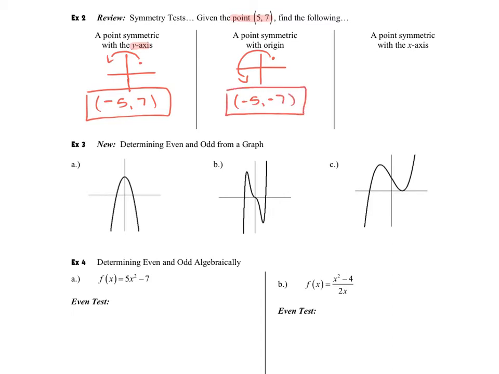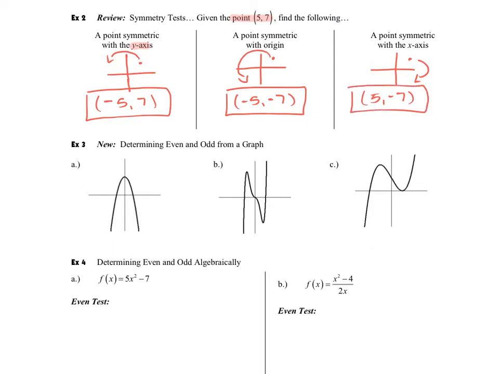And lastly, we can look at a point and have it be symmetric with respect to the x-axis, in which case we want to reflect it down. Now we need the y-coordinate to change. So our point would become (5, -7). So just a quick little review on that.